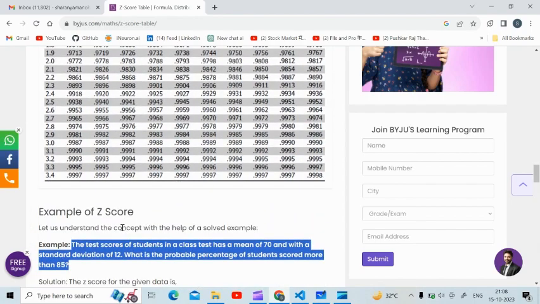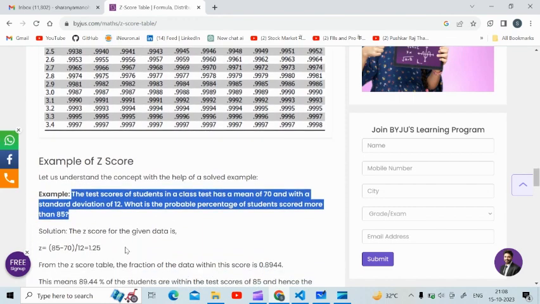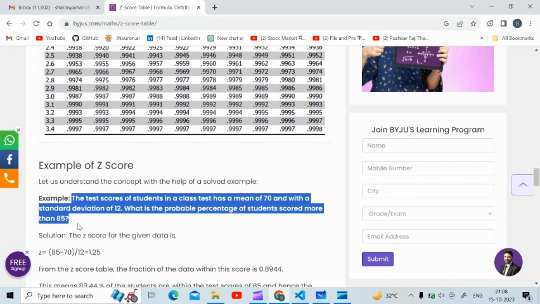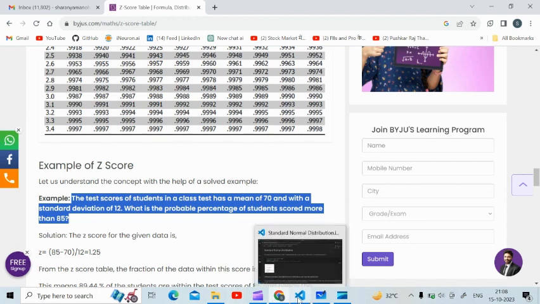As per the question, they have said around 85, right? So for that we need to calculate the z-score.